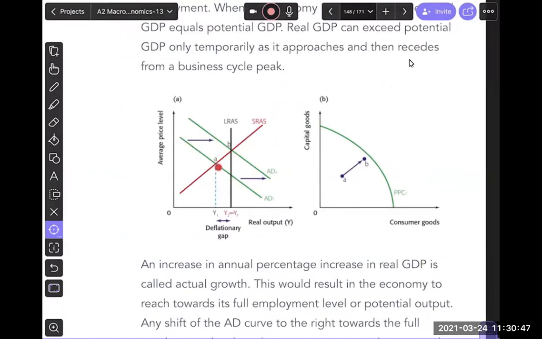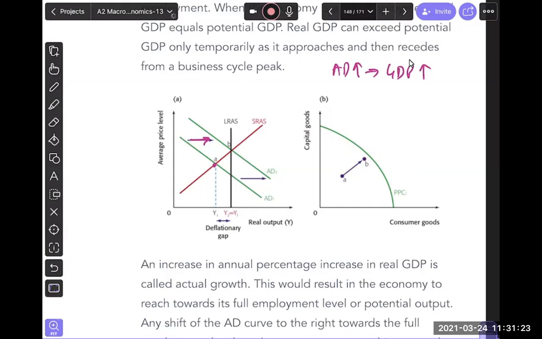So if this was your AD before, let's say this was your equilibrium point, right? And then AD goes to the right, you go towards full employment. This is basically called actual growth. So a rise in AD, when the AD goes up, causing GDP to go up, that's what we call actual growth. And actual growth will make you go towards the PPC. But potential growth will shift the PPC to the right. Are you all with me? Does that make sense? So actual growth will make you go towards the PPC, while potential growth will make the PPC shift to the right.